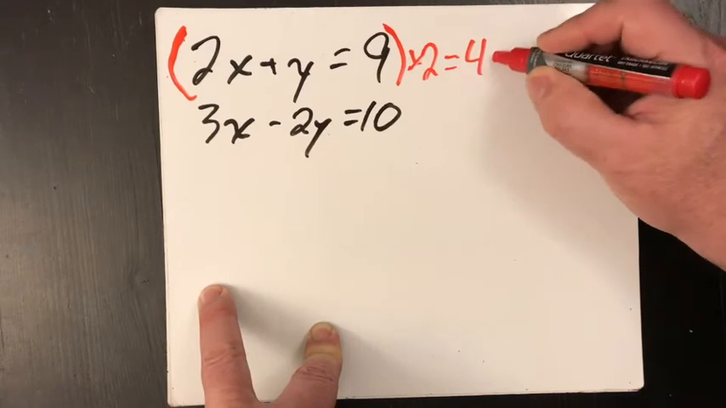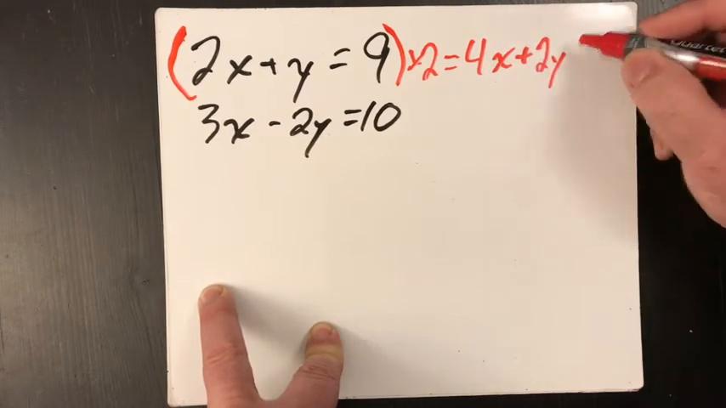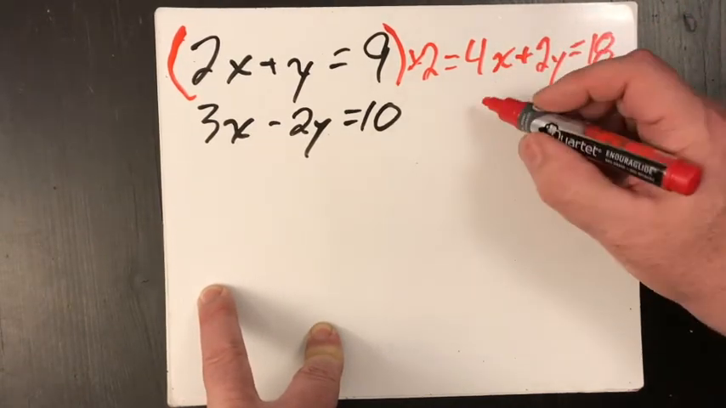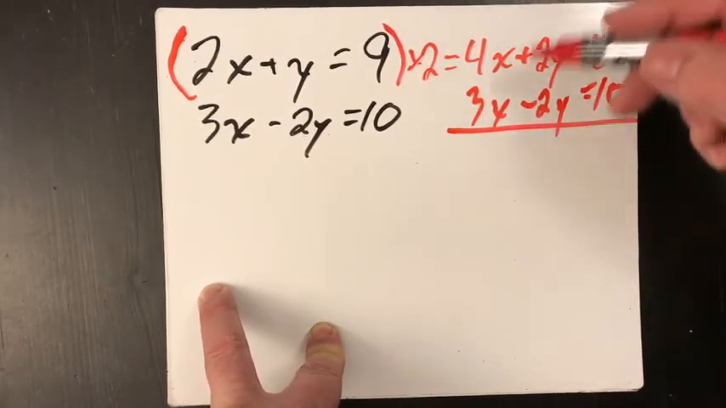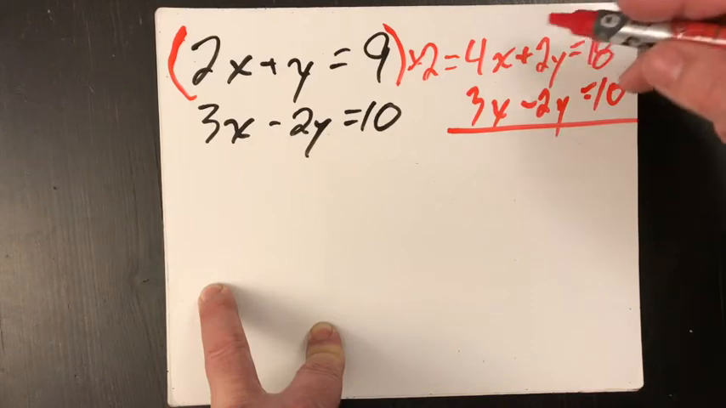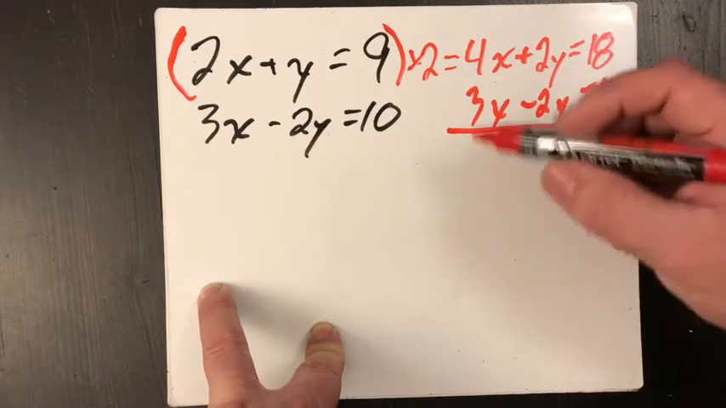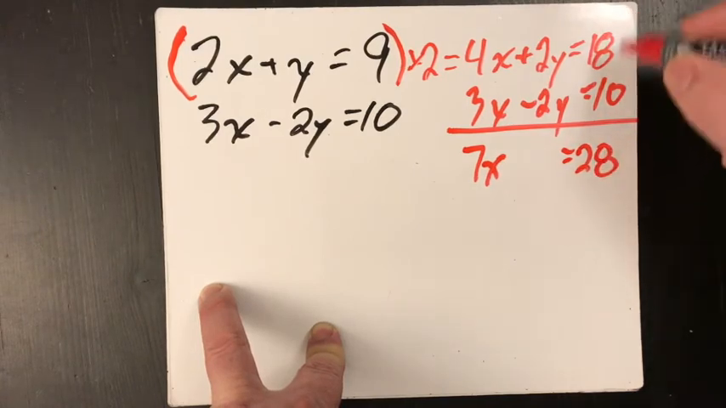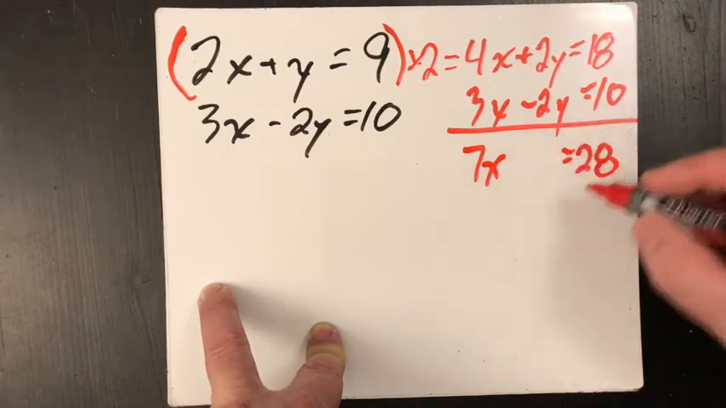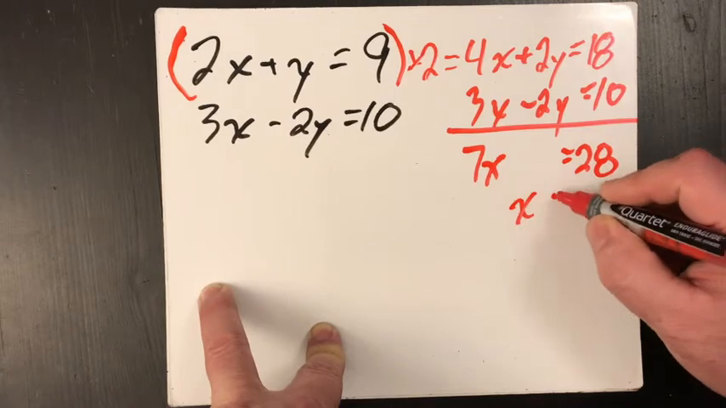And when I do that, I get 4x plus 2y equals 18. The bottom equation stays the same. And now, when I add up and down, you'll see that those are going to drop out. And that, in fact, gives us 7x equals 28. 18 plus 10 is 28, which I hope you realize we divide by 7 and we get x is 4.